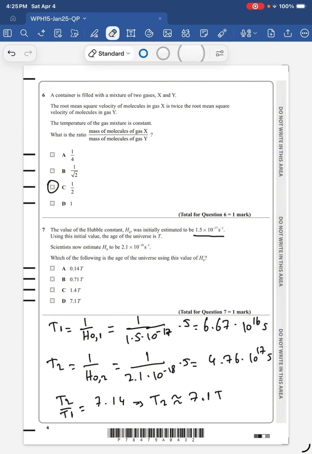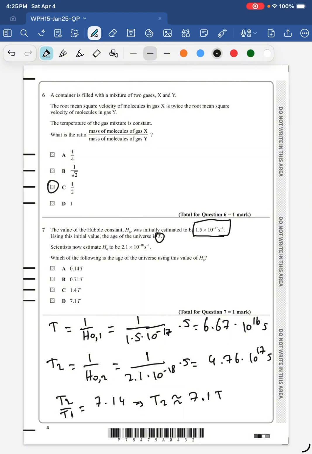Actually, I'm sorry for creating this confusion, but this should be t because this is what they say in the wording of the problem, that t is the age of the universe as estimated using this constant, right? Therefore, also let's erase that subscript. So this is the new estimation, okay? So 7 times older, pretty much. So the correct answer is D.